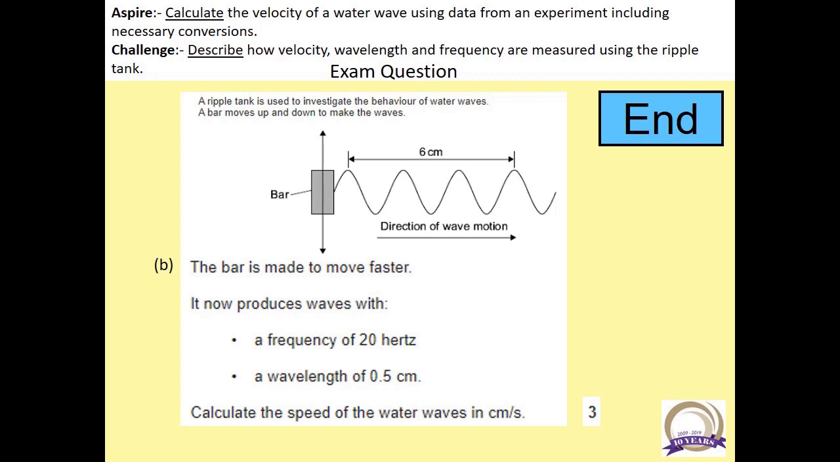It wants the speed or the velocity in centimeters per second, so there's not even a conversion. So you're multiplying frequency by wavelength, because velocity is frequency times wavelength. So it's 20 times 0.5, which is just 10 centimeters per second. An absolute gift. If you did need to do a conversion because it wanted the speed in meters per second, you do 0.5 divided by 100 first.